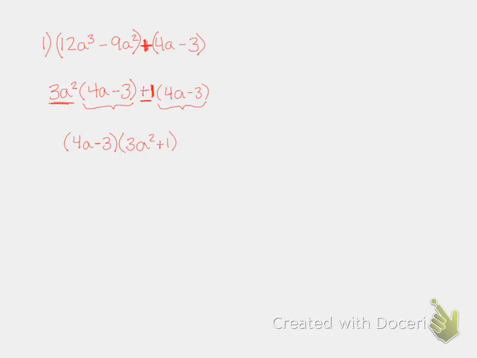And that is your factored form. Okay? Now always think to yourself, can this get factored? Can this be factored anymore? Okay, well 4a minus 3, that can't. 3a squared plus 1, that can't either. Okay, so you're done after that.